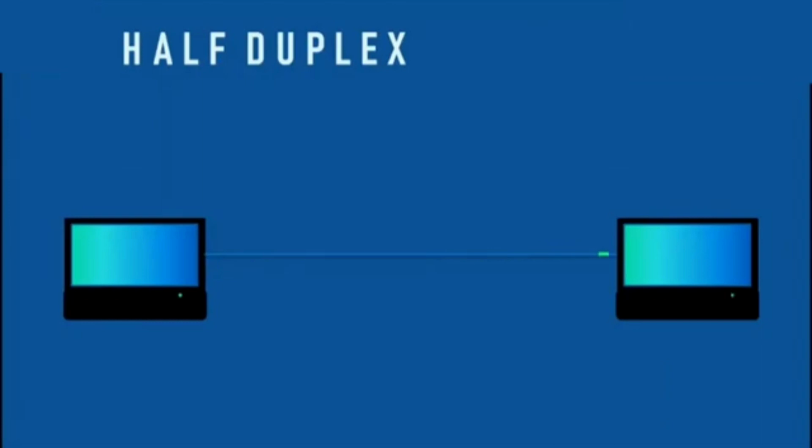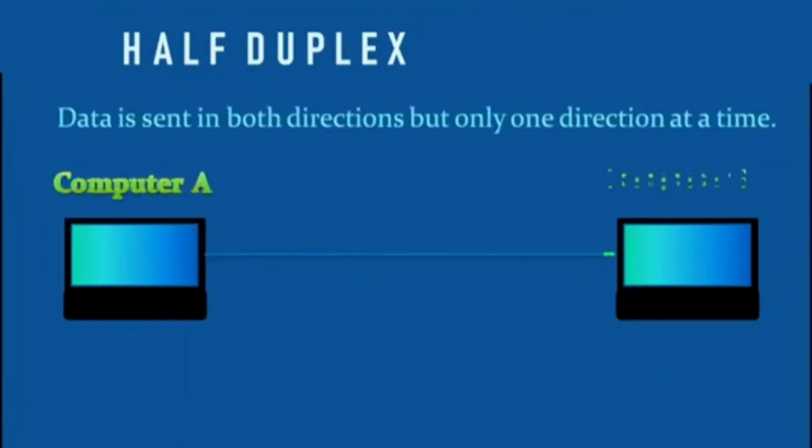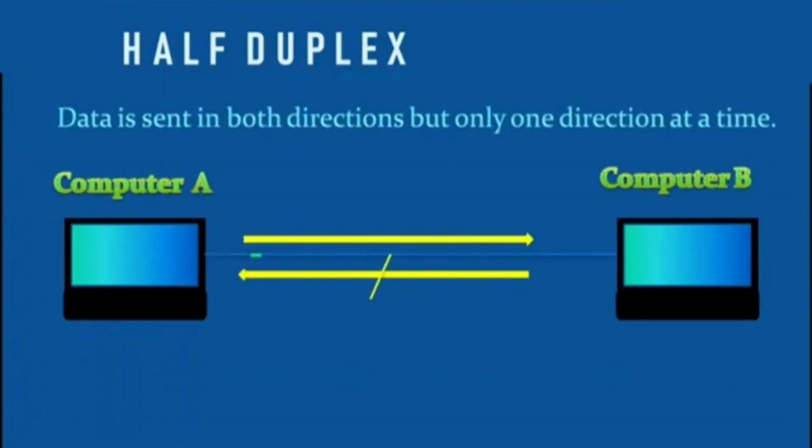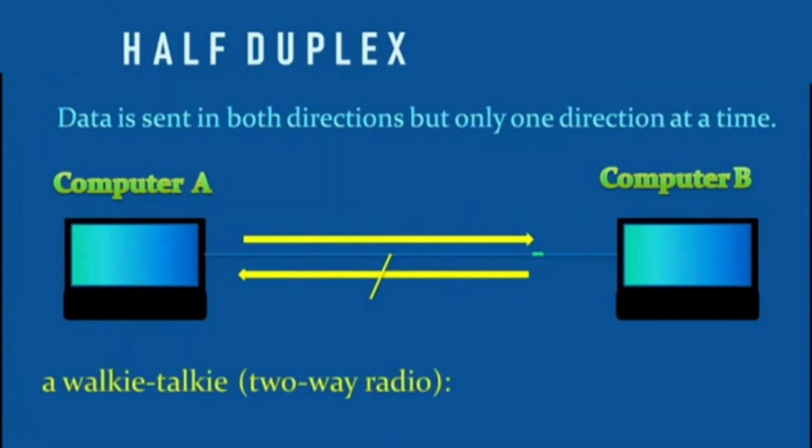Over to you, Vedant. The next type is half-duplex transmission, in which data is sent in both directions, but only one direction at a time. So, if computer A is sending data, computer B has to wait until computer A has finished. That is, data flows in one direction at a time.